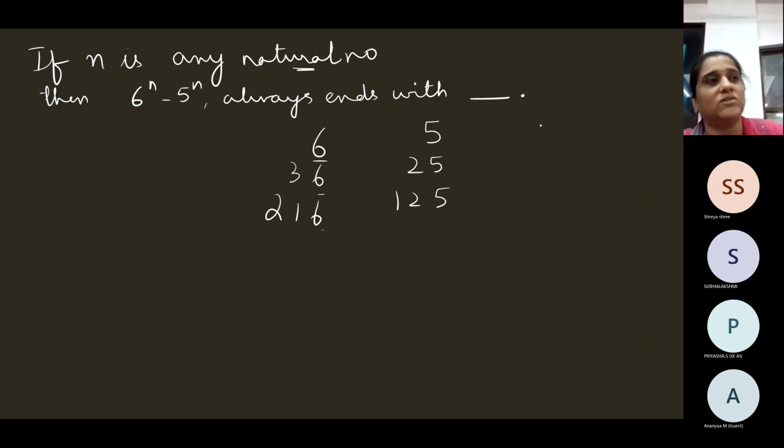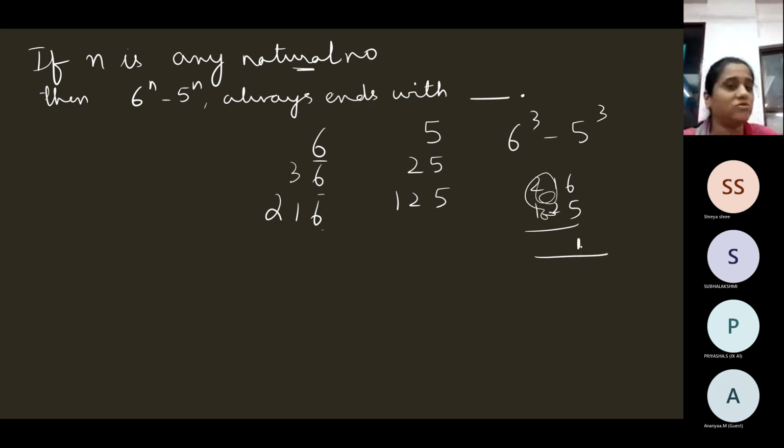So 6 to the power n minus 5 to the power n. Supposing 6 cubed minus 5 cubed, it will be 216 minus 125. Whatever be these, 6 minus 5, 1, you will get. So it will always end with 1. The difference is not 1, but the units place will be 1. Yes or no?